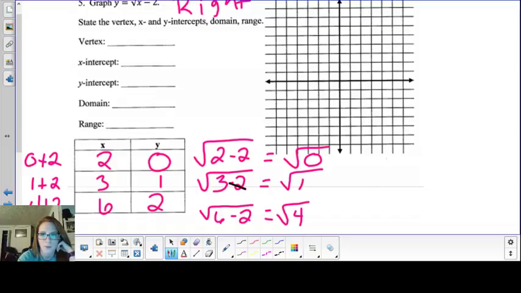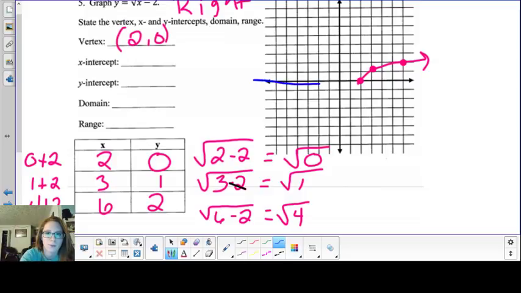So I'm plotting my points. I have 2, 0, 3, 1, 4, 5, 6, 2. Connect my dots. And I answer my questions. So my vertex is at 2, 0.